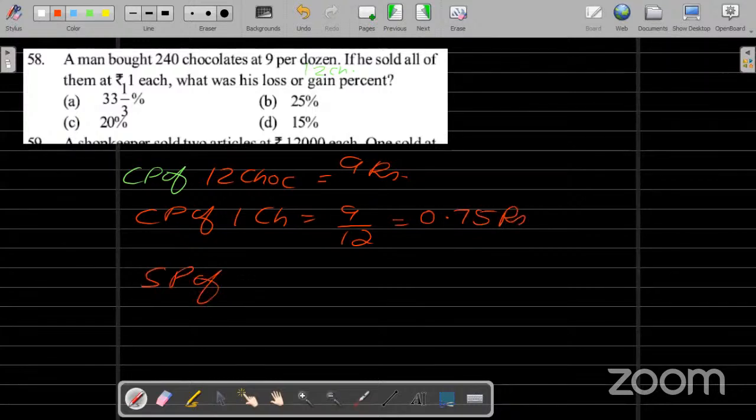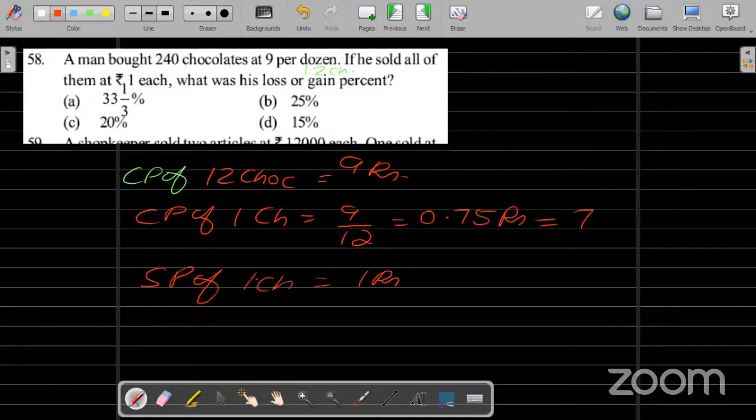And the selling price of 1 chocolate. No need to think of the total number of chocolates. Why? Because it is given in the question that all the chocolates he bought were sold. Even though the number of chocolates sold is different, as long as he has the remaining chocolates with him, no need to consider the number of chocolates here. Selling price of 1 chocolate is given as 1 rupee.